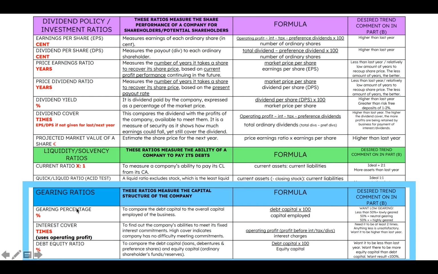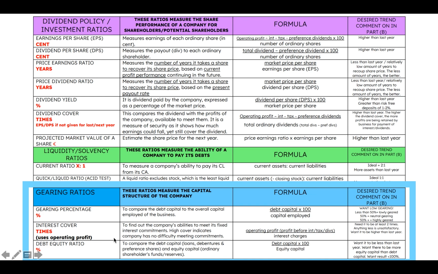Okay, so first of all, we've got the gearing percentage. This compares the debt capital to the overall capital employed of the business. Interest cover, which uses the operating profit, finds out the company's ability to meet its fixed interest commitments. So high cover indicates the company has no difficulty meeting commitments.